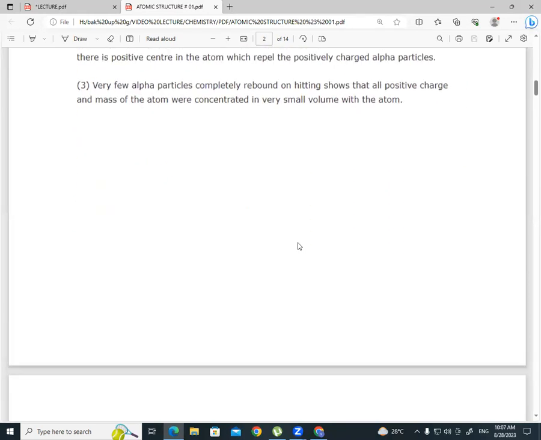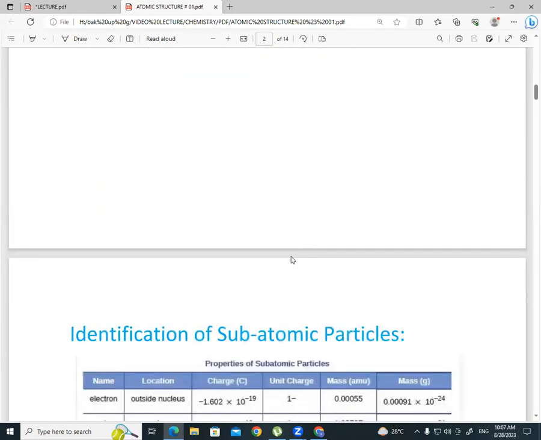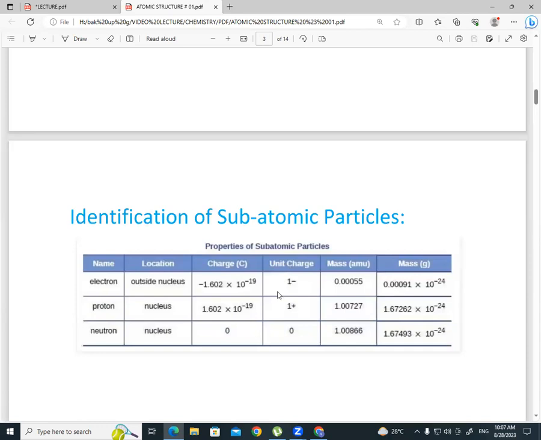The next content of this chapter is identification of subatomic particles. What are subatomic particles? The particles which are found in an atom are generally called subatomic particles, and these are electron, proton, and neutron. In this content, we will discuss their relative charges and their relative masses.